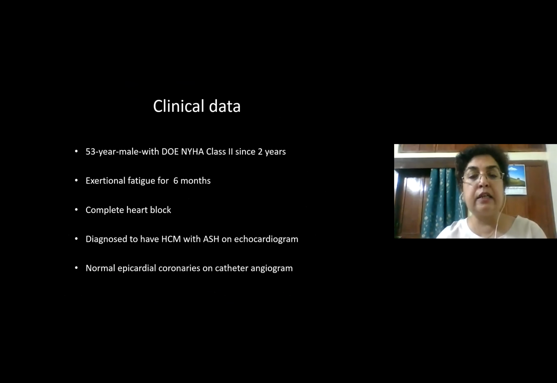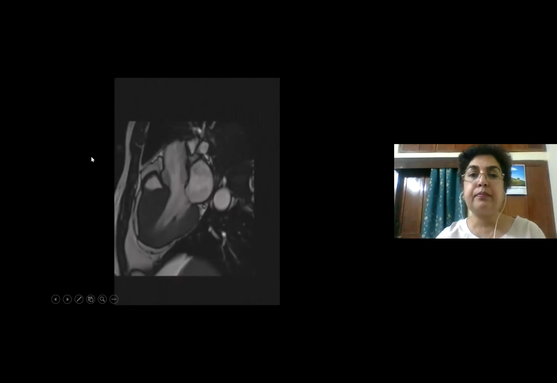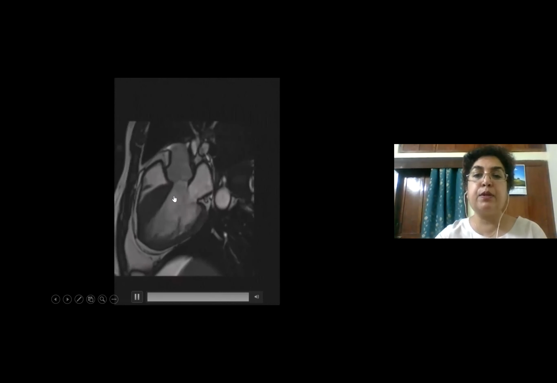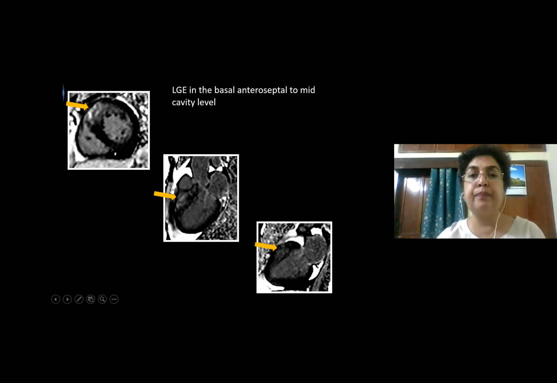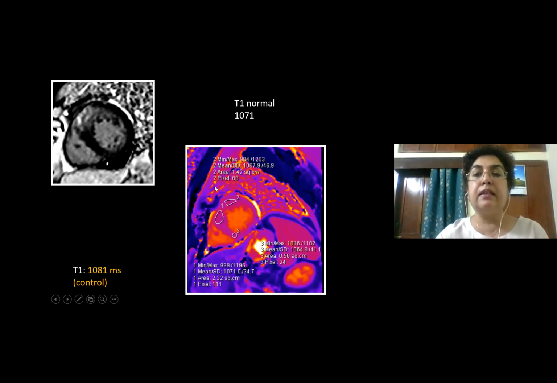This is his clinical data. These were the findings where there was asymmetric septal hypertrophy. There was no SAM, but there was delayed enhancement. The ejection fraction was 65%. The T1 value was normal. Even in the region of fibrosis, the T1 value was normal.